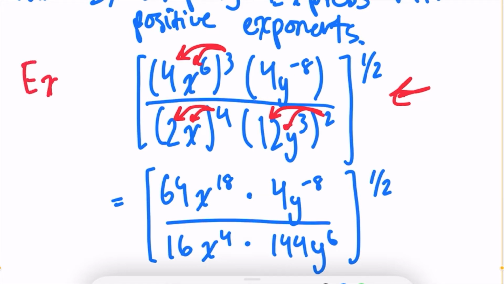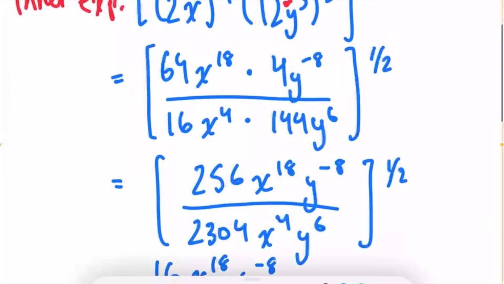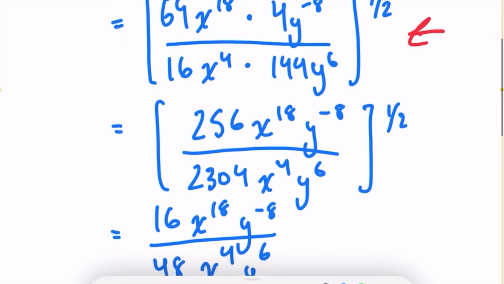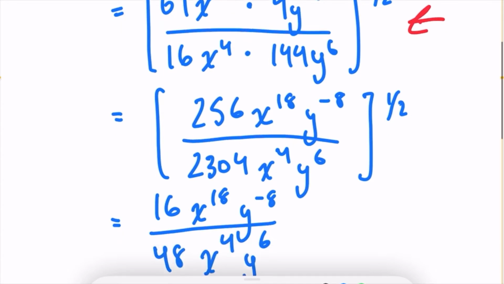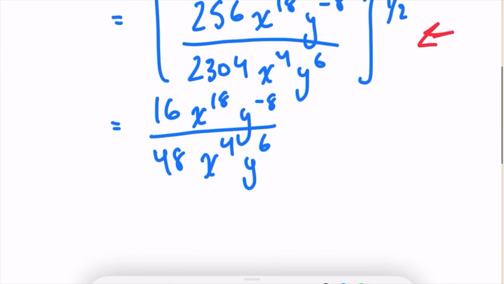And so we need to expand all inner exponents. And so if we do that, we get 64, and so we get this expression right here. Then we can actually do 64 times 4, and in the denominator 16 times 144, and so we get 256, and then 2304, and the same stuff in this expression right there.